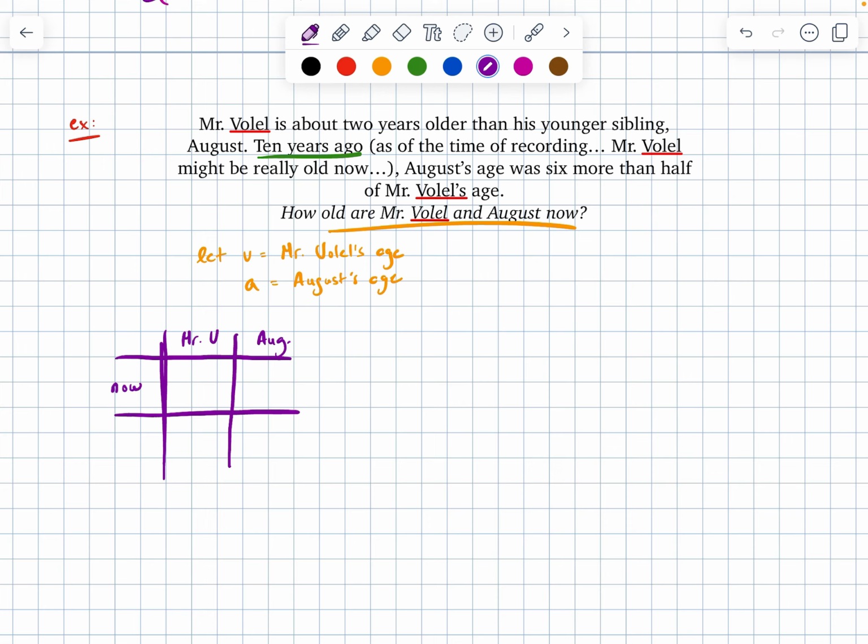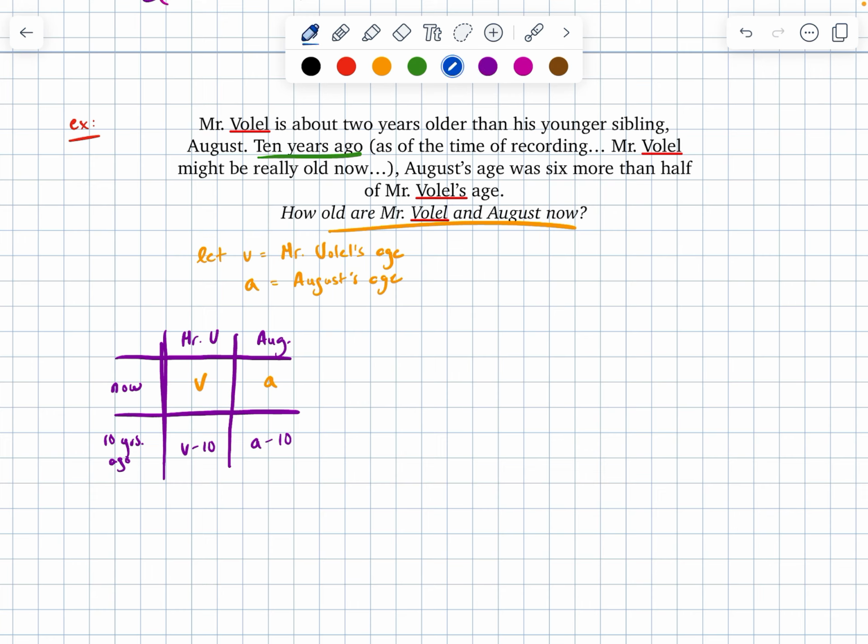Well, my two cases, I have however old I am now, but I'm also being told something about 10 years ago. So how old are we now? And how old would we have been 10 years ago? Right now, we've established I'm V years old, and August is A years old. 10 years ago, I would be 10 years less than V, so I would be V minus 10 years old, and August would be A minus 10, whatever their value of A is.